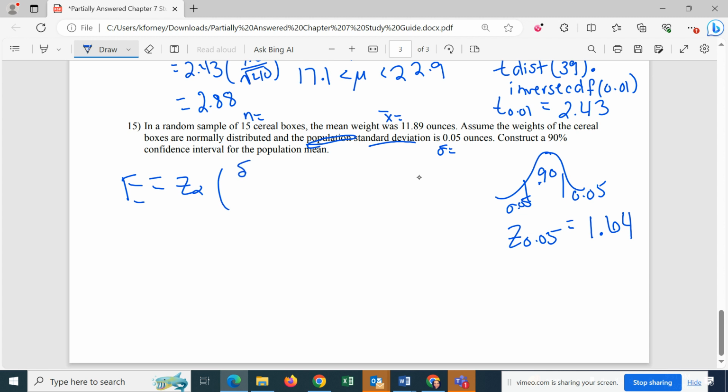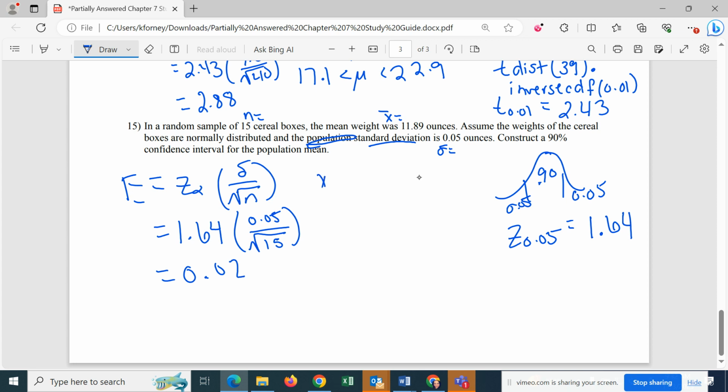For our confidence interval, we're using the z-score times the population standard deviation divided by the square root of n. We found our critical value is 1.64 times 0.05 divided by the square root of 15. And when we do the math, we find our margin of error is 0.02.